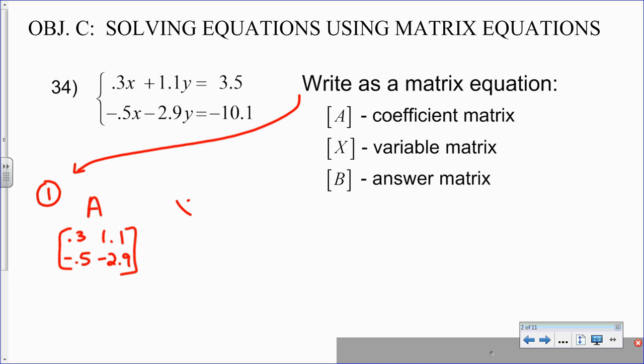Okay, matrix X is my variable matrix. I have two variables, X, Y, and that does need to be in a column. So 2 rows, 1 column. So A times X equals matrix B, which is my answer or my constant matrix. So 3.5 and -10.1.